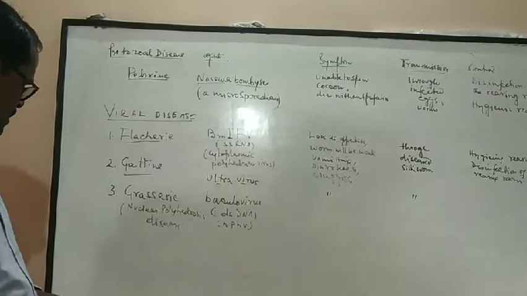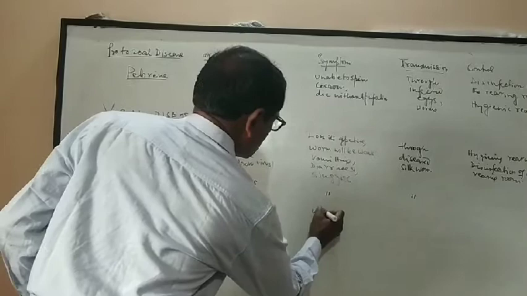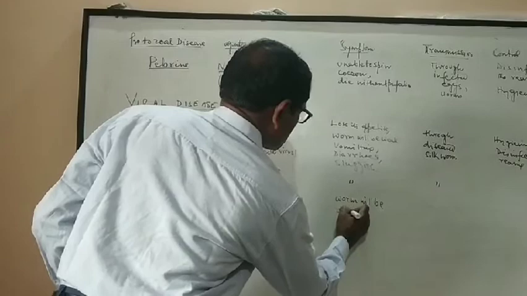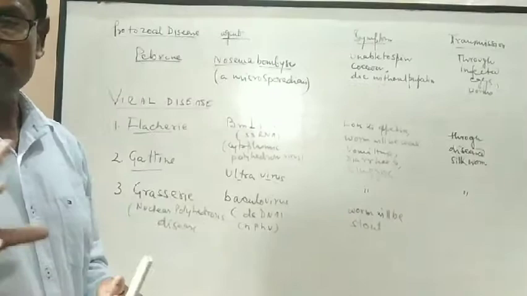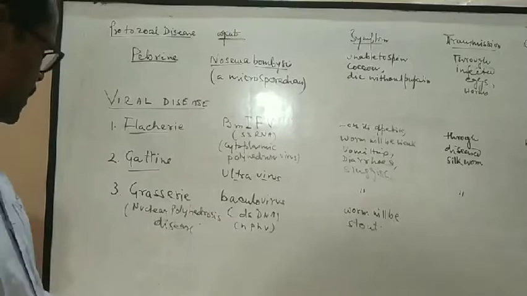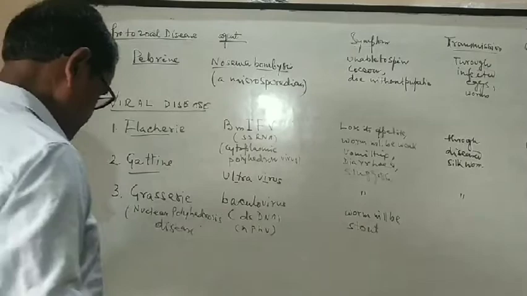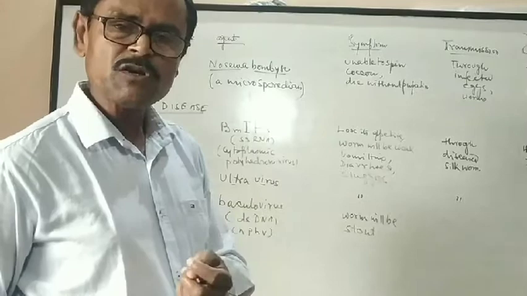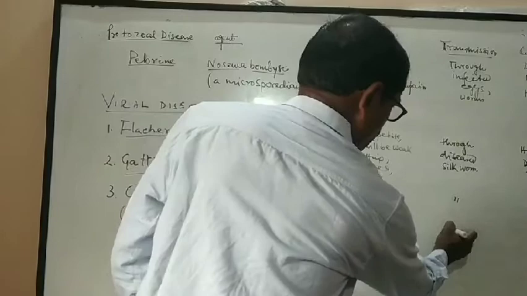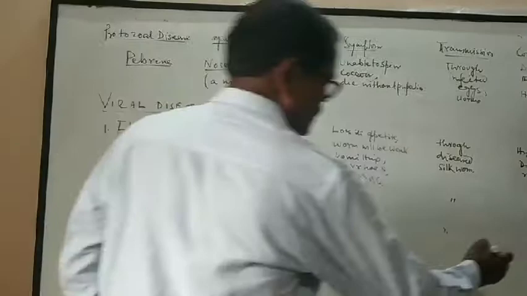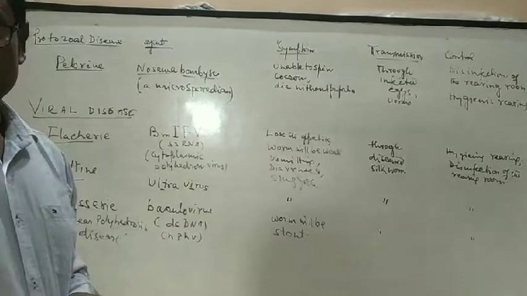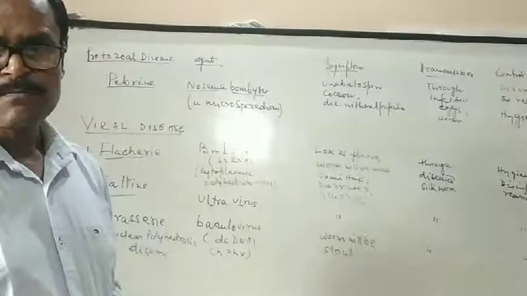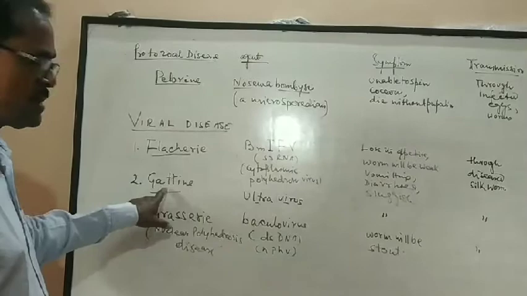Due to that, the worm will be stout. The worm will be stout, that means it becomes sluggish, and gradually the whole body will be swollen, and this condition is called stout condition. And the contamination happens when the worm discharges its milky hemolymph fluid, and fluid coming out from the alimentary canal. Through that, the disease spreads, and that should be controlled by proper disinfection of the rearing room, then the disease will be controlled. So under viral disease we are getting three: Flacherie, Gattini and Grasserie.